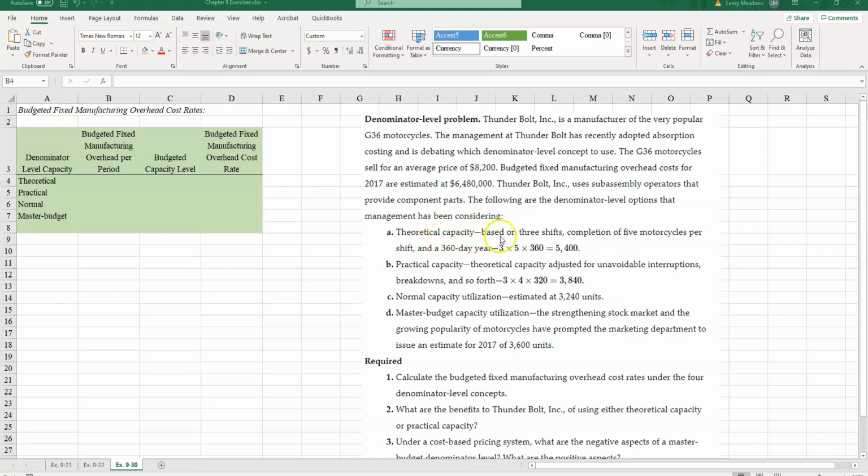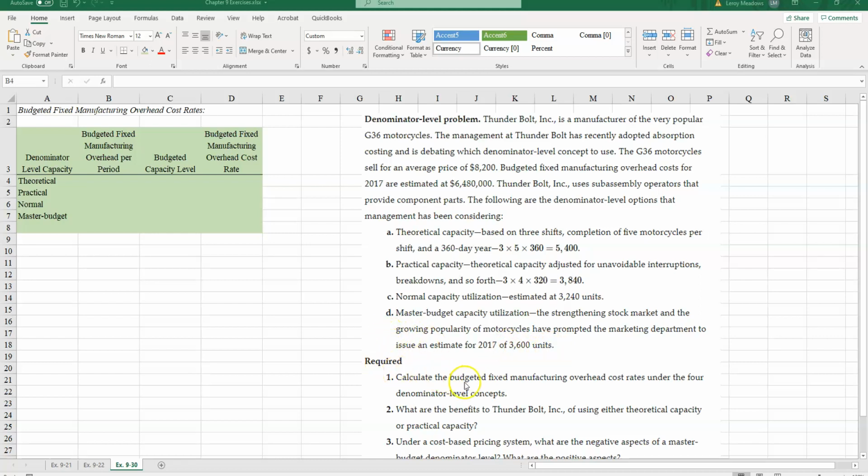Theoretical capacity based on three shifts, completion of five motorcycles per shift, and a 360-day year. Capacity to manufacture is 5,400 motorcycles. Practical capacity, theoretical capacity adjusted for unavoidable interruptions, breakdowns, and so forth, is 3,840. Normal capacity utilization is, remember we talked about that, normal demand over a couple of years, 2 or 3 years, and that's estimated at 3,240 units. Master budget capacity utilization is 3,600 units, and that's what we budget for this year.